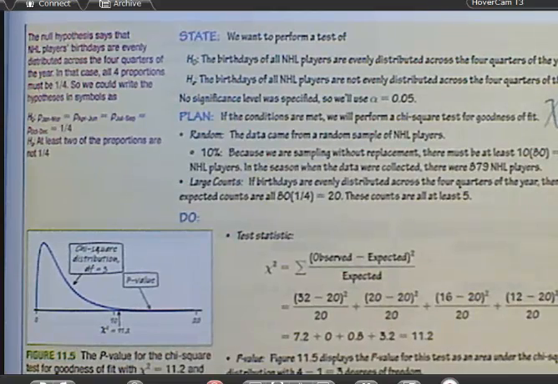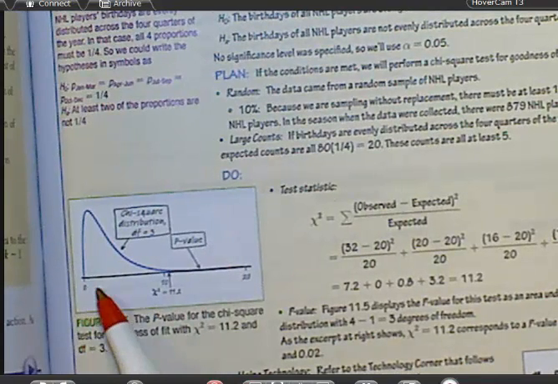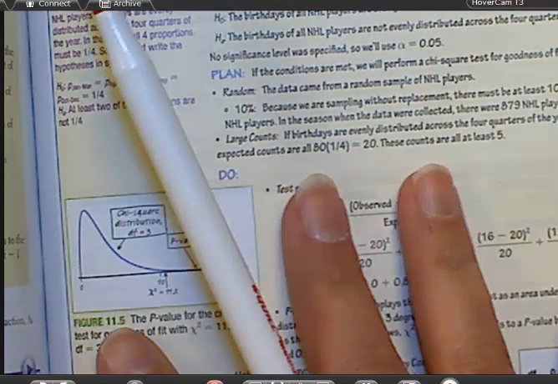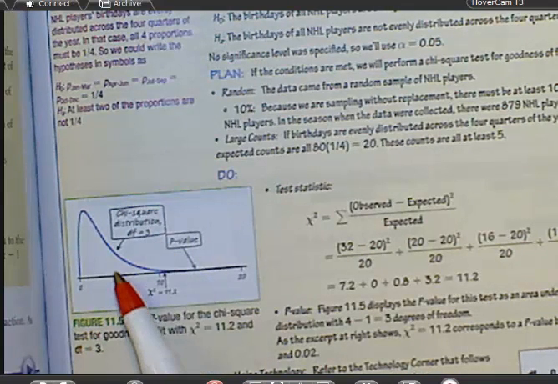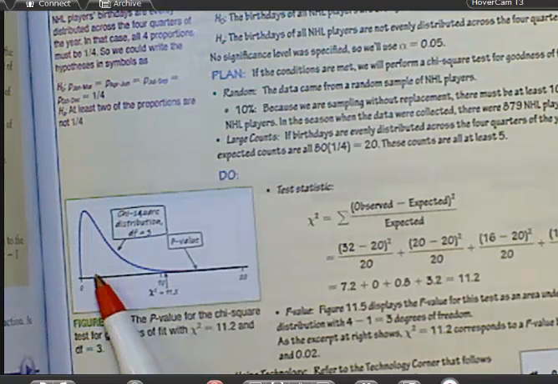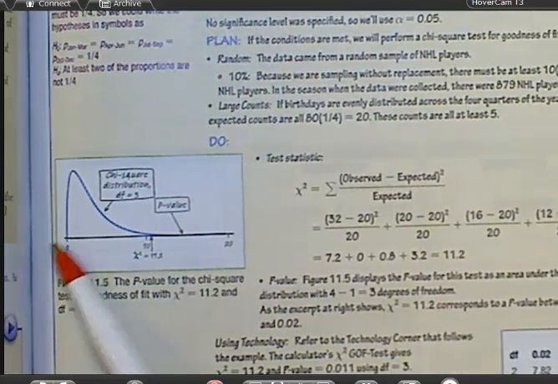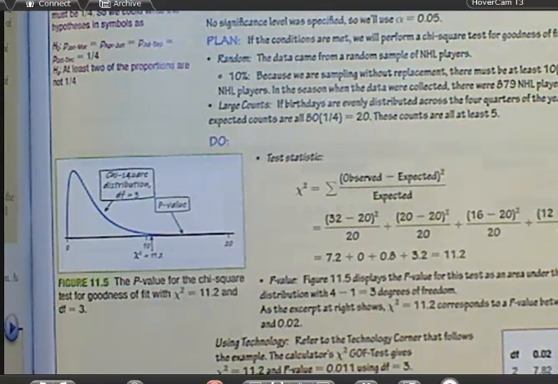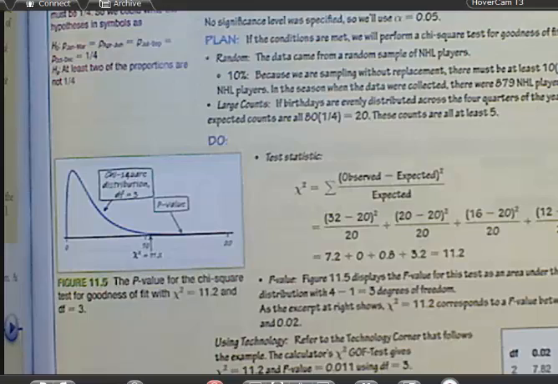So if we decide to draw a curve, and you certainly don't have to, we know our degrees of freedom is 3. It's the number of categories, which were the 4 parts of the year, minus 1. So that would be 3, and notice that's about where our mean is here. 1 is where our mode, our highest peak, is. And we end up with a chi-squared of 11.2. So you can see that looks pretty unlikely according to our picture. So we can calculate the p-value, and the p-value comes out to be 0.011. I'll do that on the calculator in just a minute.